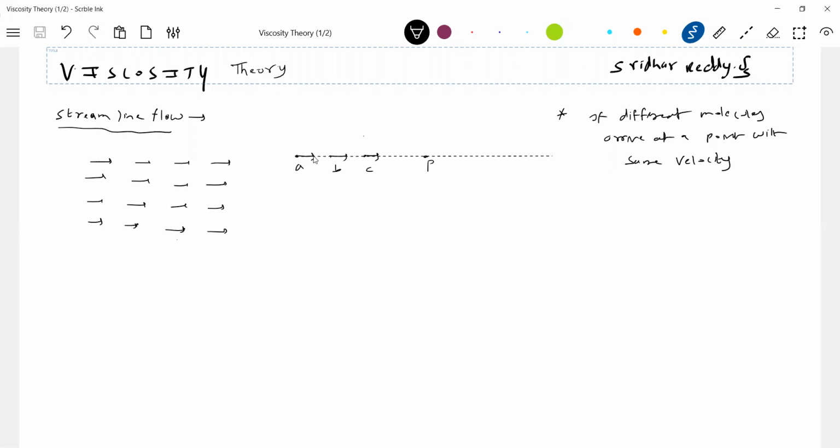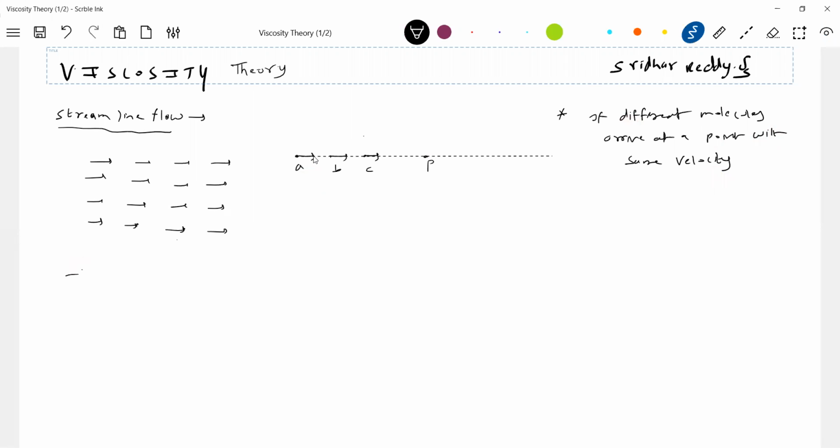Is it that they must arrive with the same speed or the same velocity? Same velocity. All particles must follow the same speed and direction at point P. Suppose the velocity of the liquid at point P is 10 meter per second along the x-axis. All the particles arriving there must have speed 10 meter per second and direction along the positive x-axis. Then only it's said to be streamline flow. If the particles arrive at point P with the same speed but different direction, it will become turbulent. So if different molecules arrive at a point with the same velocity, then it's said to be streamline flow.